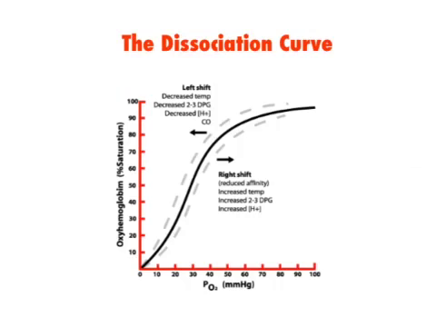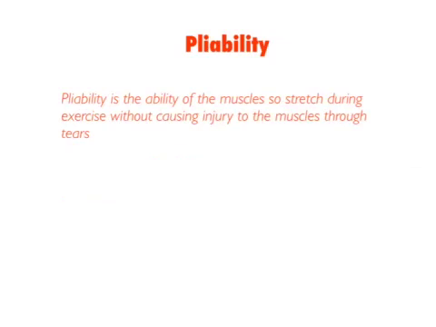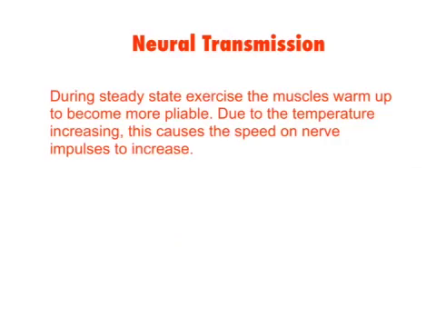and oxygen uptake increases. During steady state exercise, the neuromuscular responses to exercise include increased pliability and increased speed of neurotransmission. Pliability. As the muscles in the body begin to warm up and stretch gradually, they become more pliable. Pliability is the ability of the muscles to stretch during exercise without causing injury through tears. Therefore, it is important that the muscles become pliable during exercise so that the muscles do not tear and cause injury to the person. During steady state exercise, the muscles warm up to become more pliable.